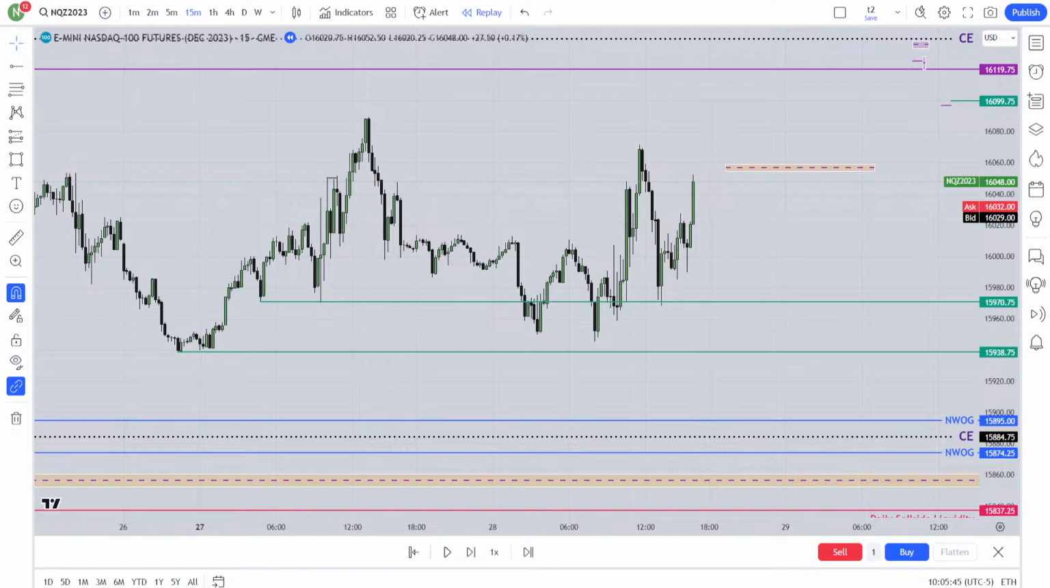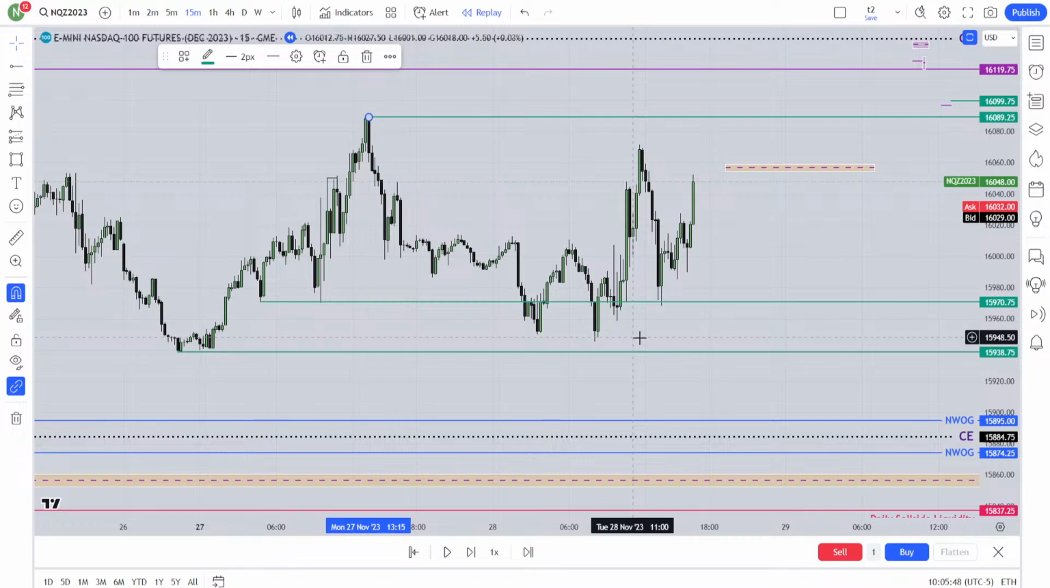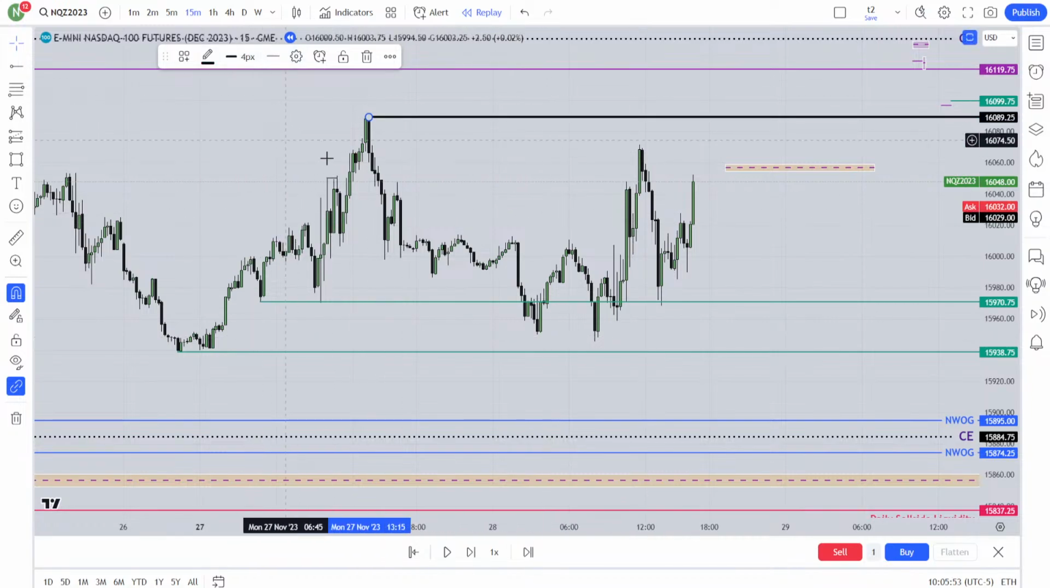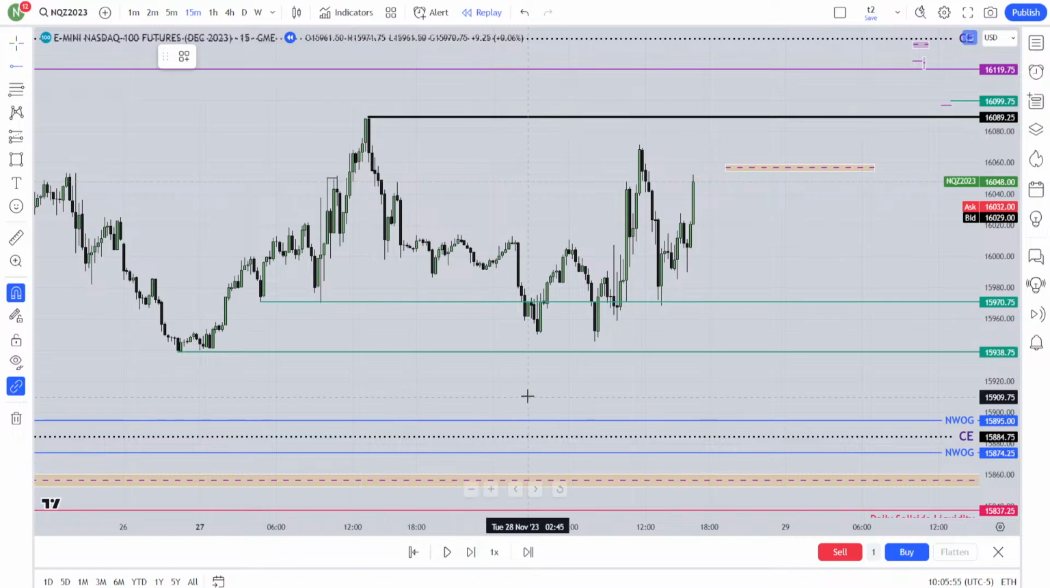Now let me actually mark the Monday high. This is the Monday high. I will just change the color and make it bigger. This is the Monday high. So where is the Monday low? I think this is the Monday low.